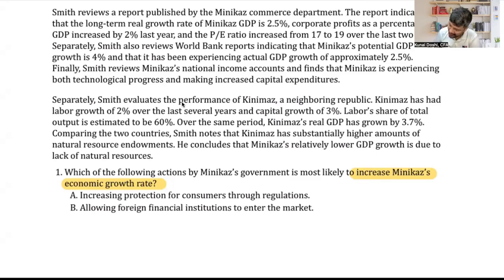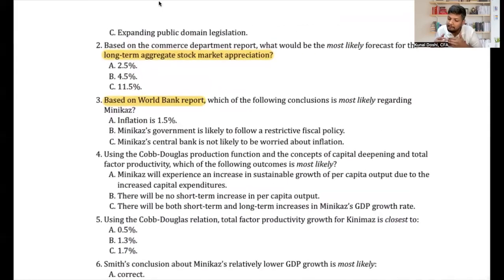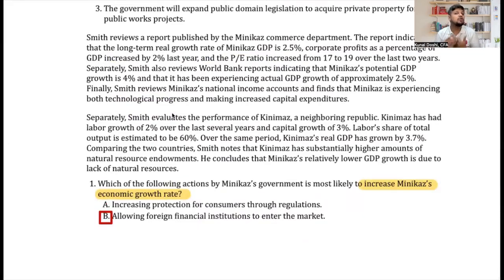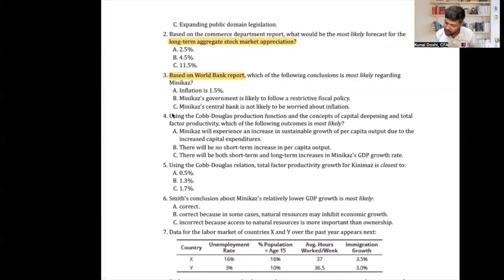Allowing foreign institutions to enter the market. Yes. When you are allowing foreign capital to enter, that will increase the GDP. Am I correct? Right? So this is probably the answer. Let us look at the C. Expanding public domain legislation. Public domain legislation means what? Making more laws. In such a case, the economy will not grow. So what will lead to more growth? When I'm having less control and more free movement of capital, that will lead to more growth. Got it? Right? By allowing free movement of capital, that will lead to a higher growth rate.